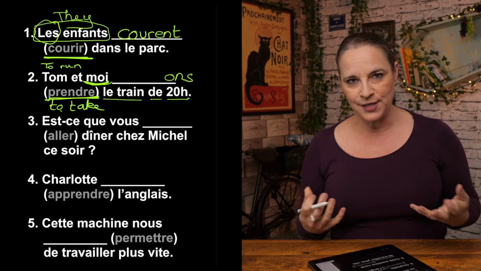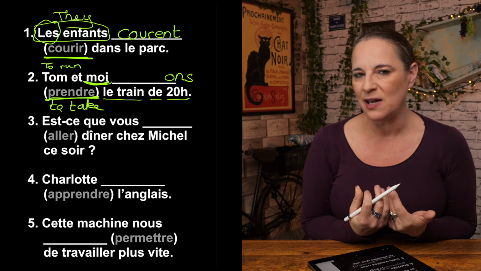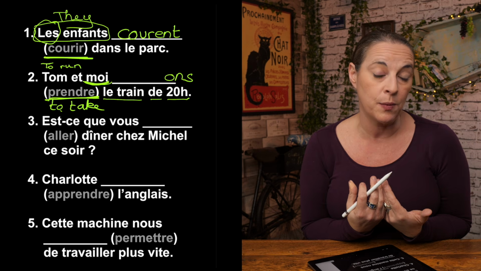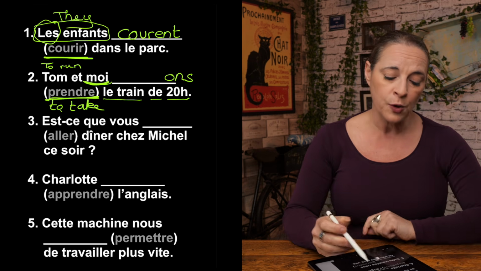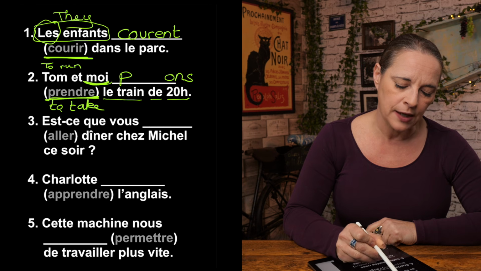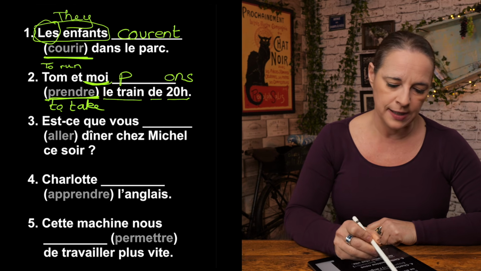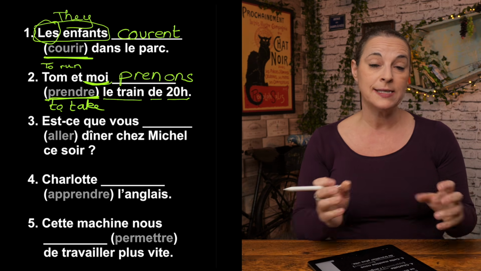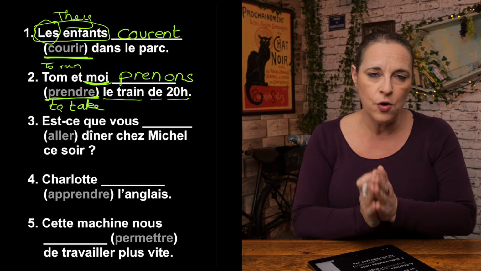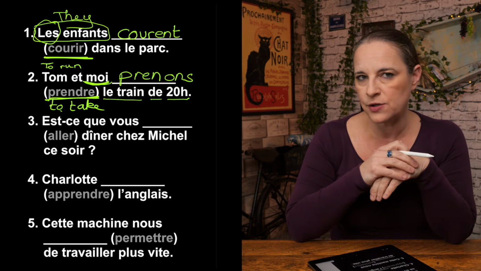So now the difficulty you're going to have is what is the stem? Because it's such an irregular verb. What is the stem for prendre? Well, this one is very interesting. You drop DRE completely and you add just this, prend, which means that Tom et moi prenons le train de 20 heures is what it should be.